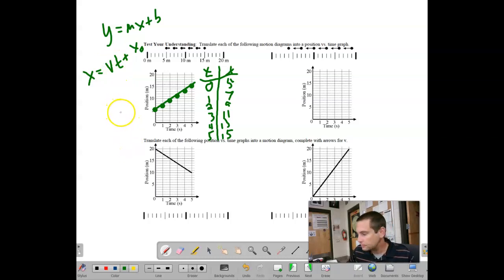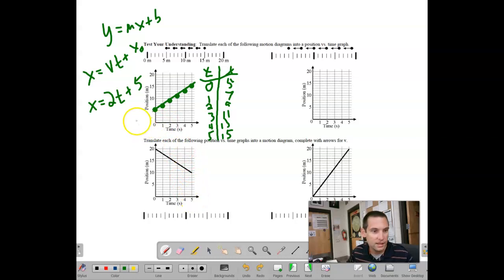So our equation for this graph, we can see our slope: we went up 2 and went over 1. So we have created a function here, and this is x equals 2t plus 5. Now we can plug in any time that we want, and we are going to get our position.